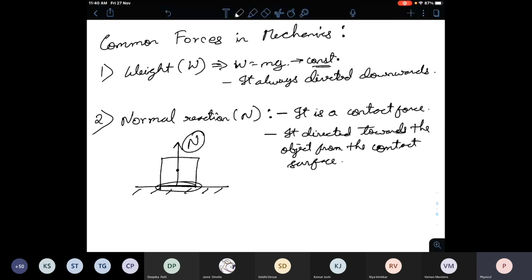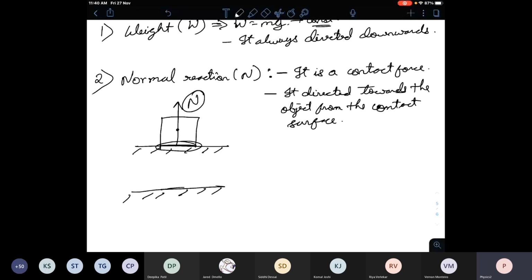I'm not talking about on the ground. If we were talking about the ground, then it would be directed from the contact surface towards the ground. It will always be towards the object, whatever you are studying. Suppose you are studying the block, then towards the block. If you are studying the ground, then towards the ground.